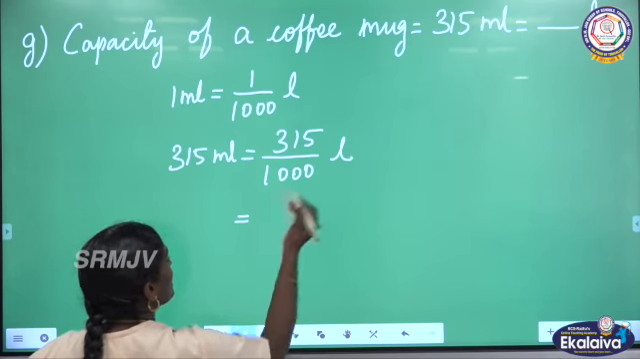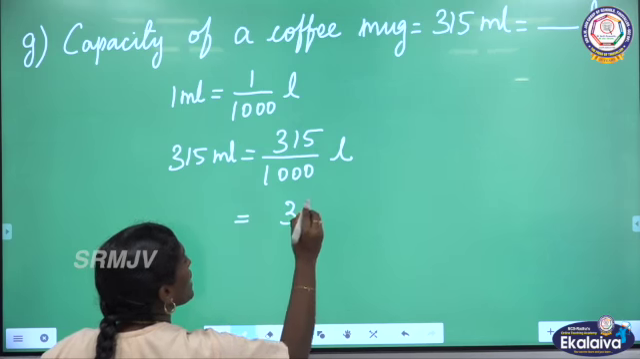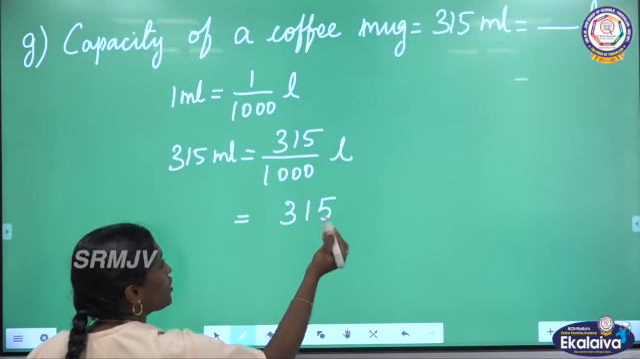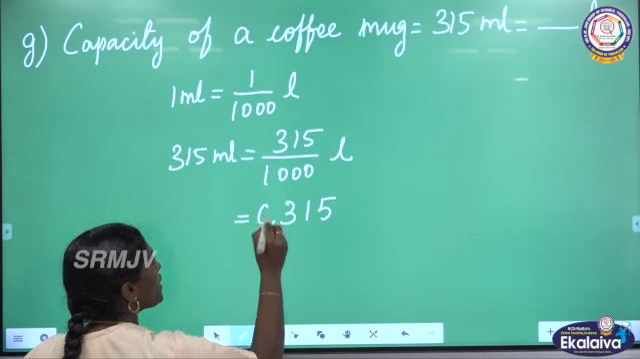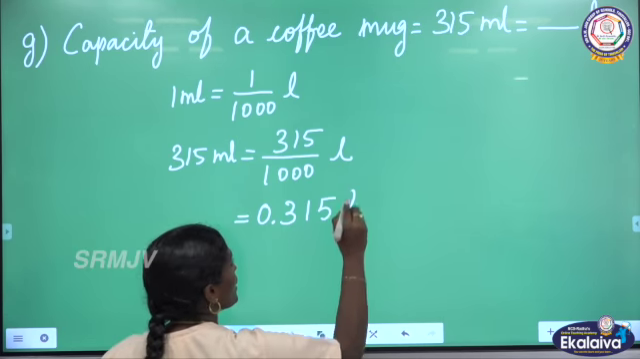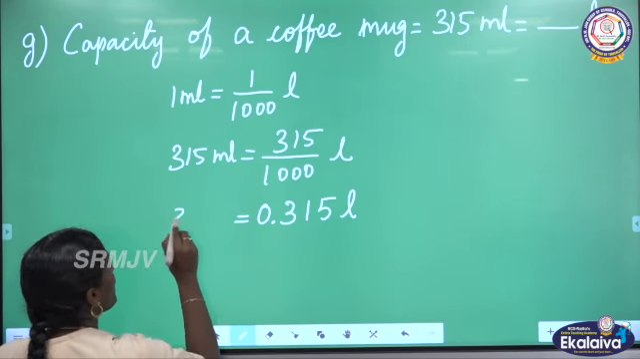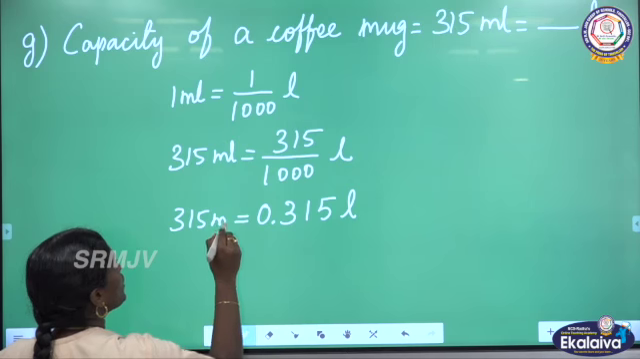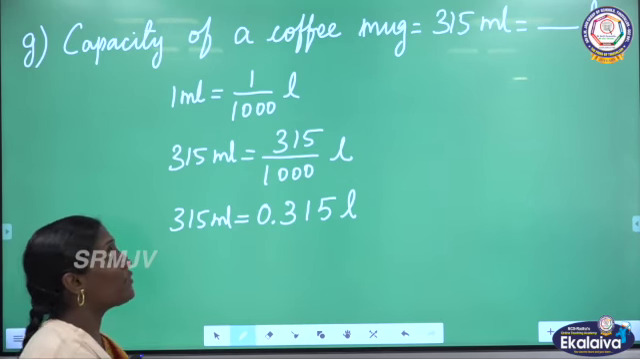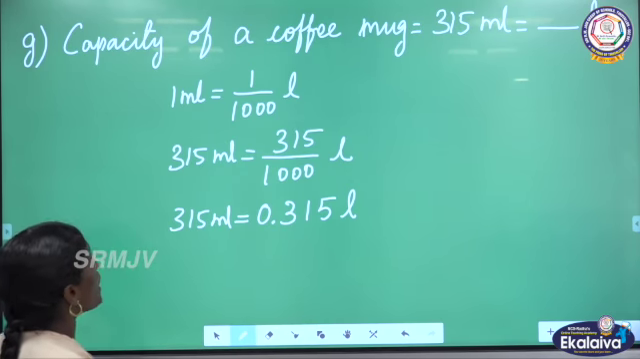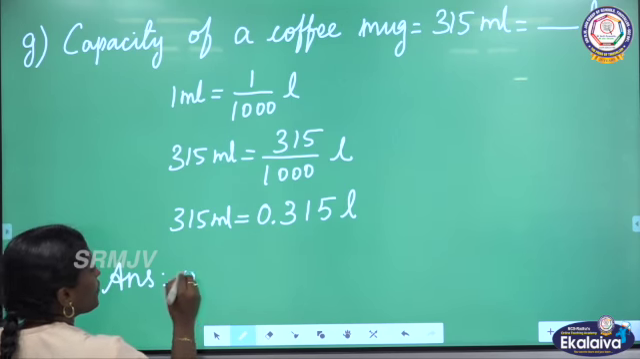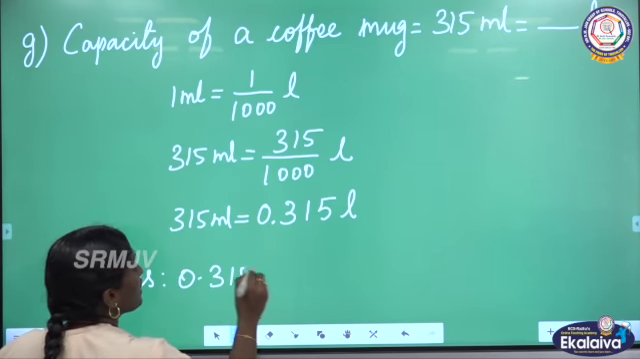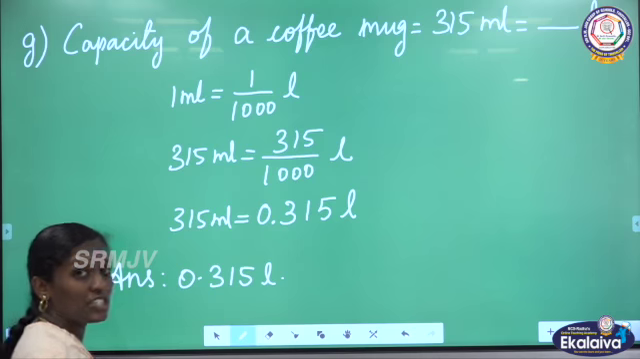Here in denominator 1000 is there, so we need 3 decimal places. So from the last before 3 digits we have to keep the decimal point, then the whole number part is 0. So 315 milliliter is equal to 0.315 liter. So the capacity of the coffee mug is 0.315 liter. Is it clear, children?